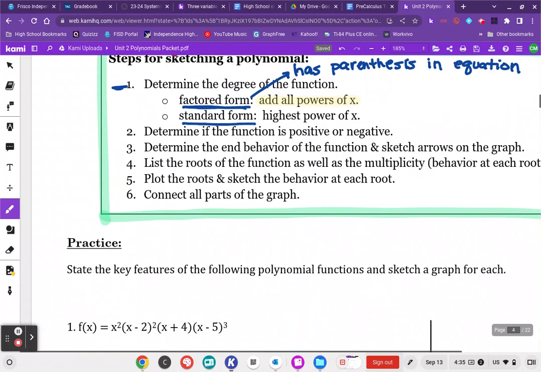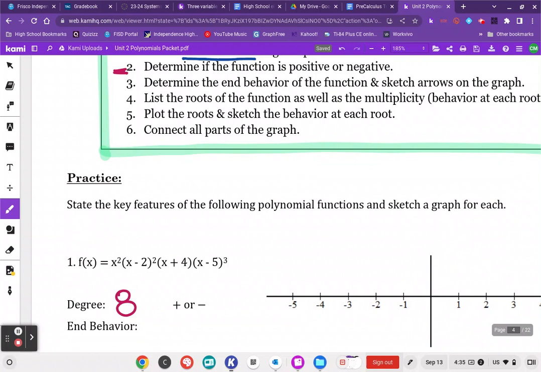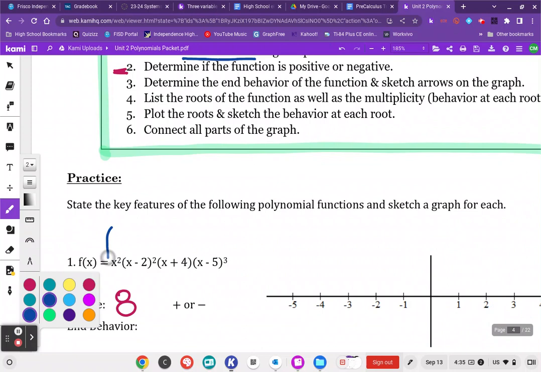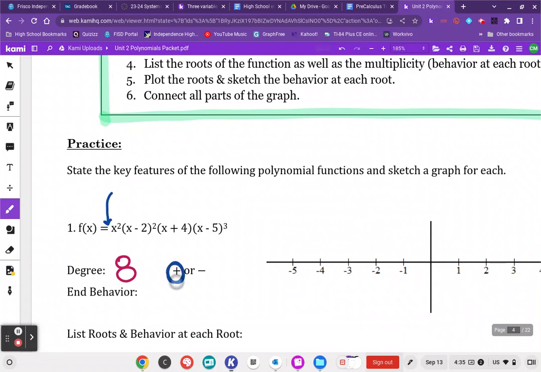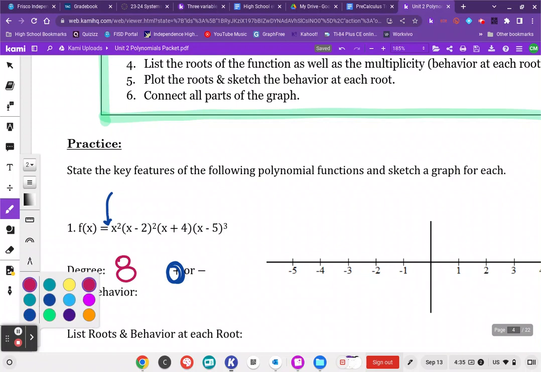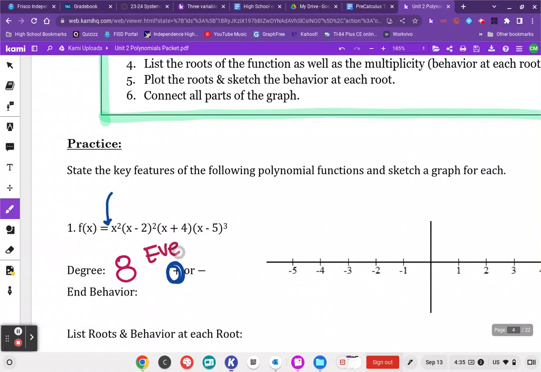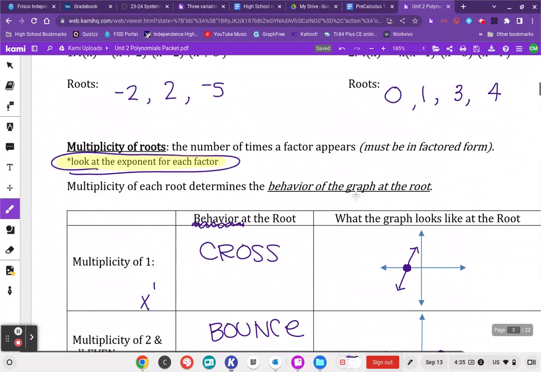Okay, this is done. Next, determine if the function is positive or negative. The way I know if it's positive or negative is by looking in the front of the equation right here. Is there a negative sign there? No, there's no negative sign. Therefore, this function is positive. Okay, so it is an even function. Since the degree is 8 and 8's an even number, I have an even function and I have a positive function, even and positive. What I do with that is I go back in my notes to page 1 and I look at the chart.